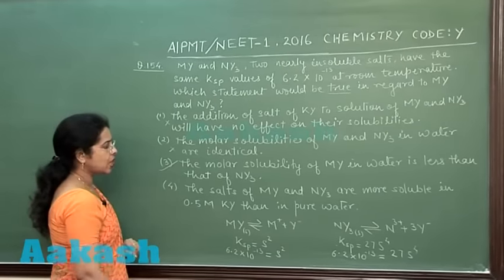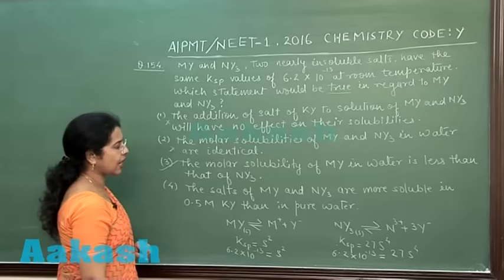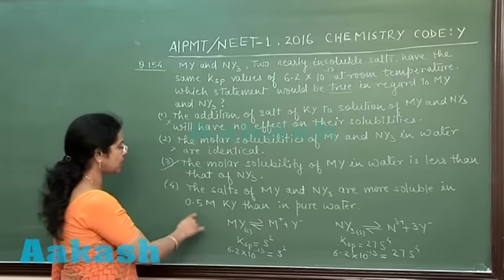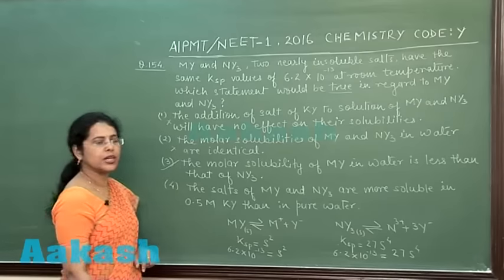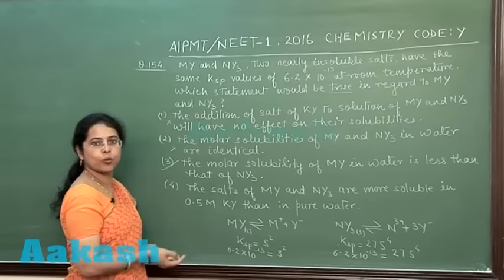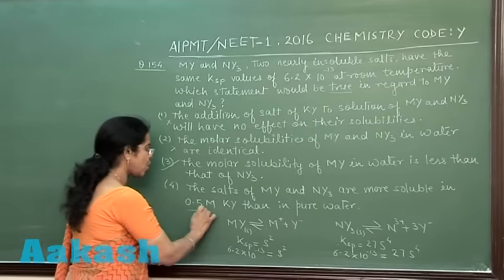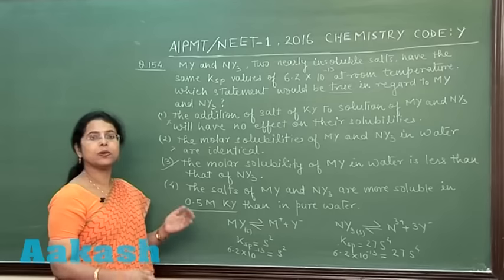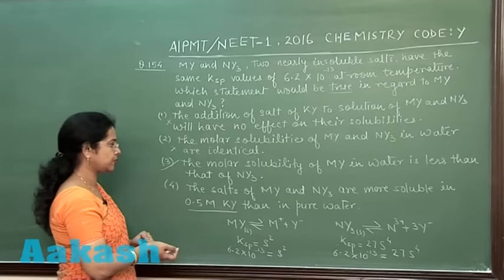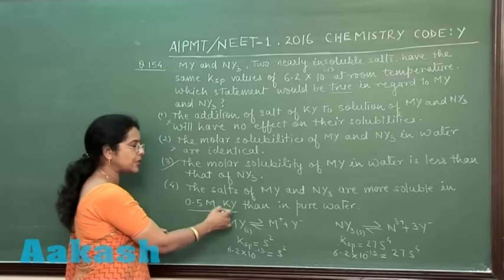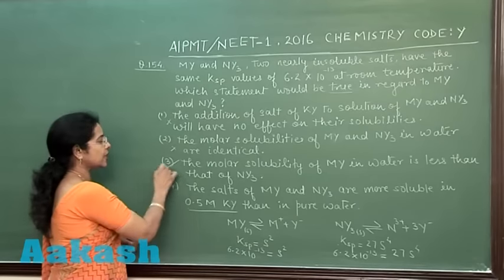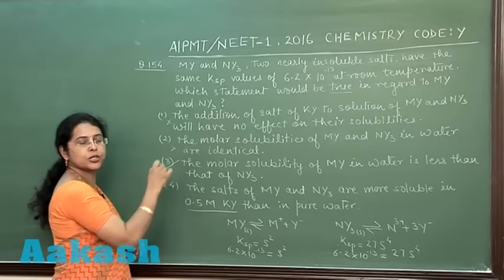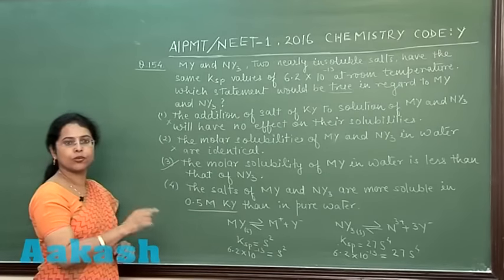The fourth option is the salts of MY and NY3 are more soluble in 0.5 molar KY than in pure water. This is again an incorrect option, because in the presence of a common ion, solubility decreases. So solubility should decrease compared to pure water. So in the given 4 options, the correct one is 3. So the third option is the correct answer of the question.